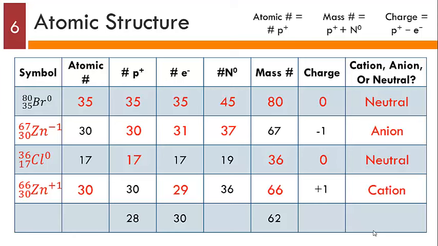The last atom has 28 protons, so the atomic number is 28. The mass number is 62. So 28 protons plus some number of neutrons is going to give me a mass number of 62, so I need to have 34 neutrons. I have 2 more electrons than protons, so my charge is -2. This is an anion. The symbol is nickel because the atomic number is 28. My mass number was 62, and my charge was -2.